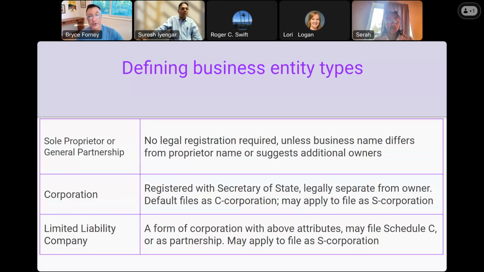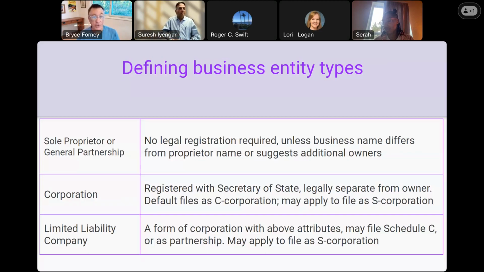And then there are essentially two different forms of being incorporated. If you file with your state Secretary of State, of course, it's a state agency, you are registering to be a corporation, and it's a pretty simple filing in terms of the exercise. You're just saying who the owners are.